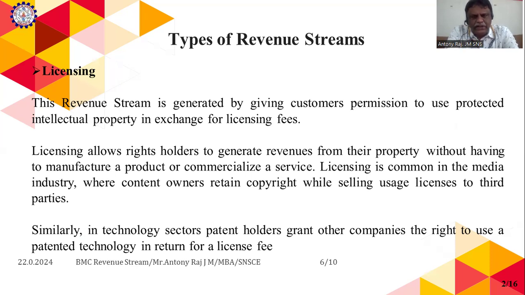Now, those rights can be sold to third parties, or the one who holds the copyright can allow a person to take a license from the organization for using that particular service, and for that he can charge a fee. It's called a license fee. So this is also one type of revenue stream, which is called licensing.